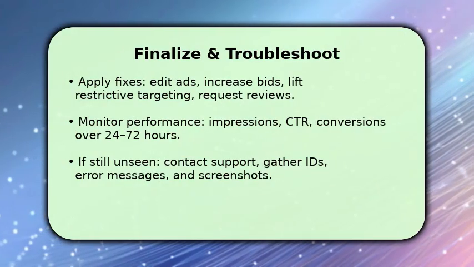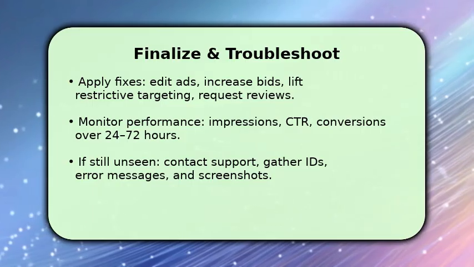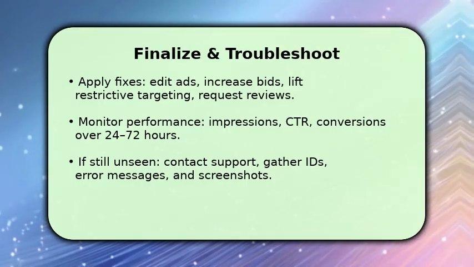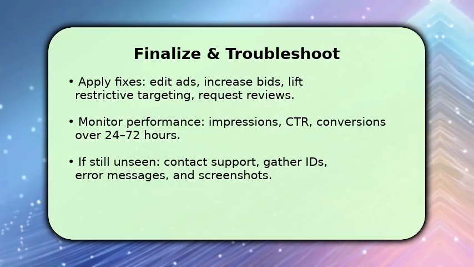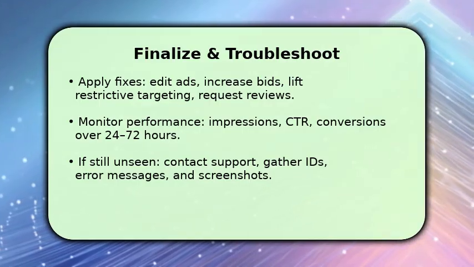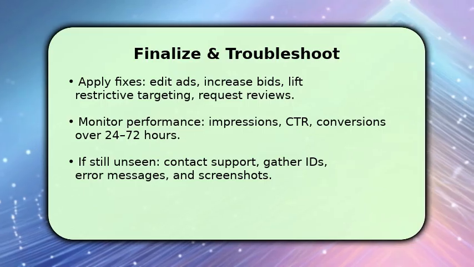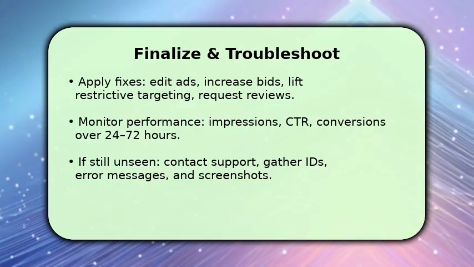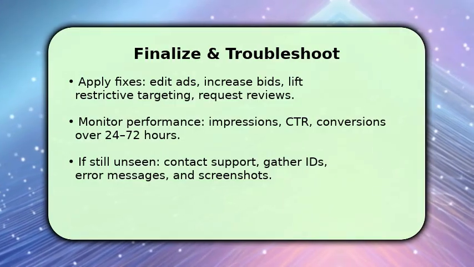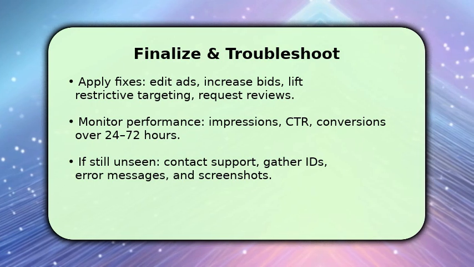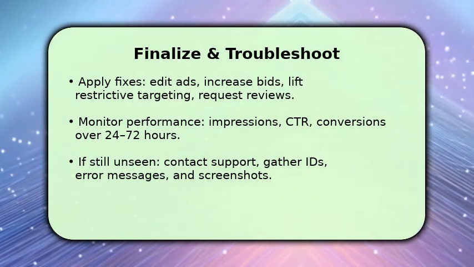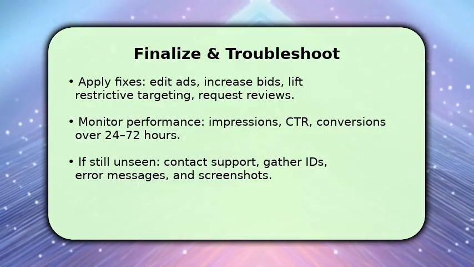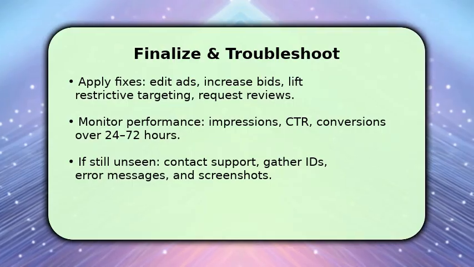Finish by applying targeted fixes and validating results. Update disapproved ads and request policy reviews, raise bids or budgets to meet auction thresholds, and relax overly narrow targeting or schedule windows. After changes, monitor impressions, CTR, and conversions for 24 to 72 hours because systems require time to relearn and re-enter auctions. If ads remain invisible, contact Google Ads support with campaign and ad ID, timestamps, and screenshots. Having that evidence accelerates resolution and helps you escalate effectively.